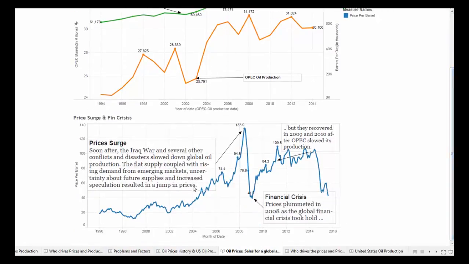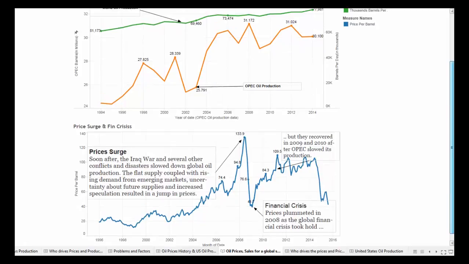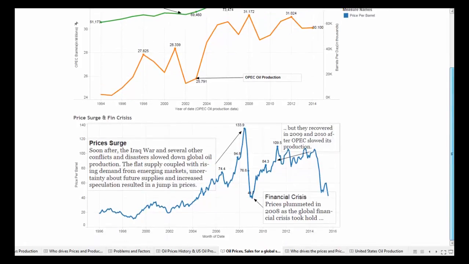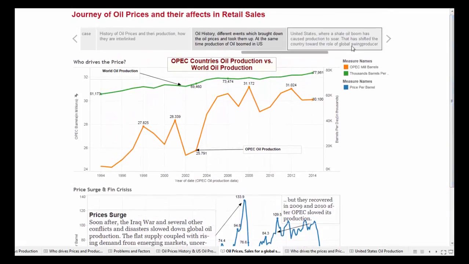In this graph we are trying to analyze the history of oil prices. We can see that the maximum oil price per barrel recorded was in June 2008. This was soon after the Iraq war, and at the same time in December 2008, because of the global financial crisis, the prices were almost at an all-time low. Soon the OPEC countries slowed down their production, and the oil prices were on their recovery.